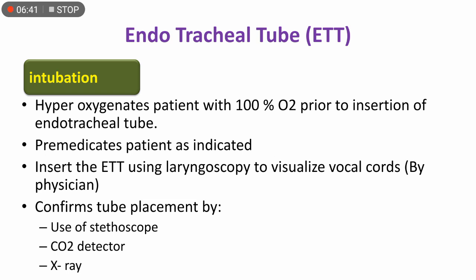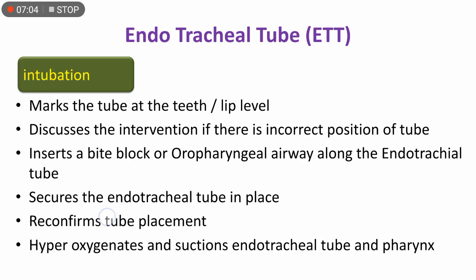Insert the endotracheal tube using laryngoscopy to visualize the vocal cords, and the laryngoscopy should be done by the doctor himself. Confirm tube placement by using a stethoscope to hear the air entry in both lungs, oxygen detectors, CO2 detector, and X-ray. Mark the tube at the teeth or lip level, depending on what is useful in your area. Discuss the intervention if there is an incorrect position of the tube.